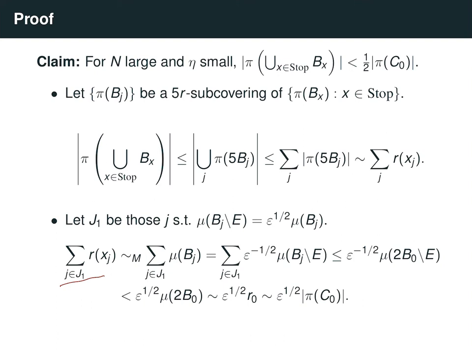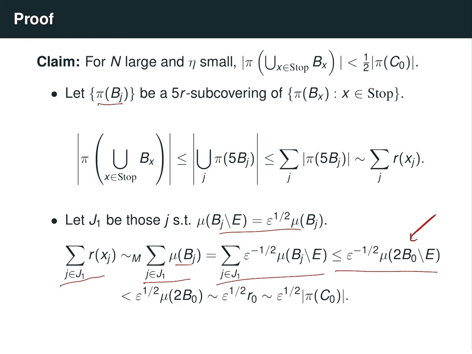By our Ahlfors regularity assumption, that we're assuming that the measure of any ball is comparable to its radius, this sum is just comparable to the mu measure of the ball B_j. Now we apply this equation to the terms in this sum, and we get that this is comparable to epsilon to the minus 1/2 times the sum of mu(B_j minus E). Okay, now recall that the π(B_j) are disjoint, and that implies that the original balls B_j are disjoint. So that means that the sum of these measures is actually equal to the measure of the union of the B_j minus E. Furthermore, these B_j's are all contained inside the ball 2B_0, which means that this sum is less than epsilon to the minus 1/2 times mu(2B_0 minus E).